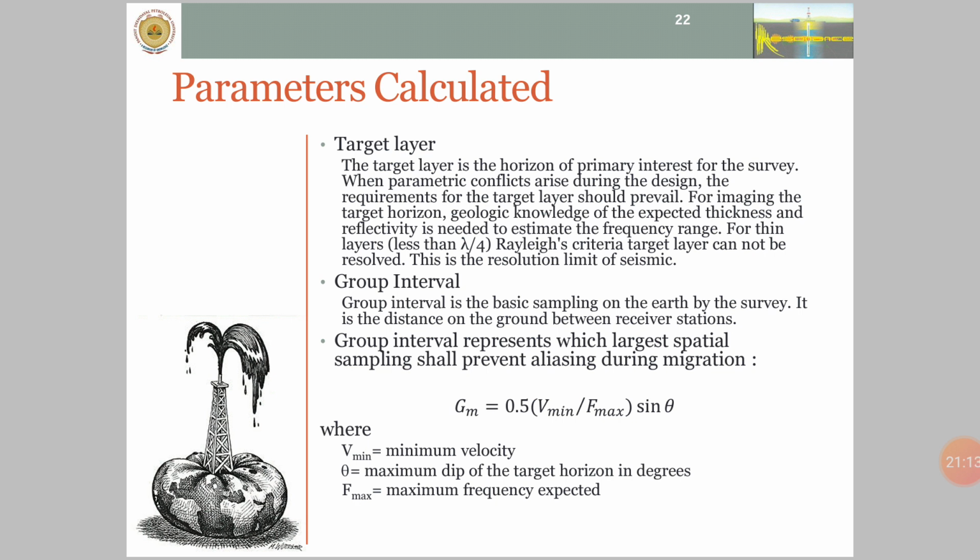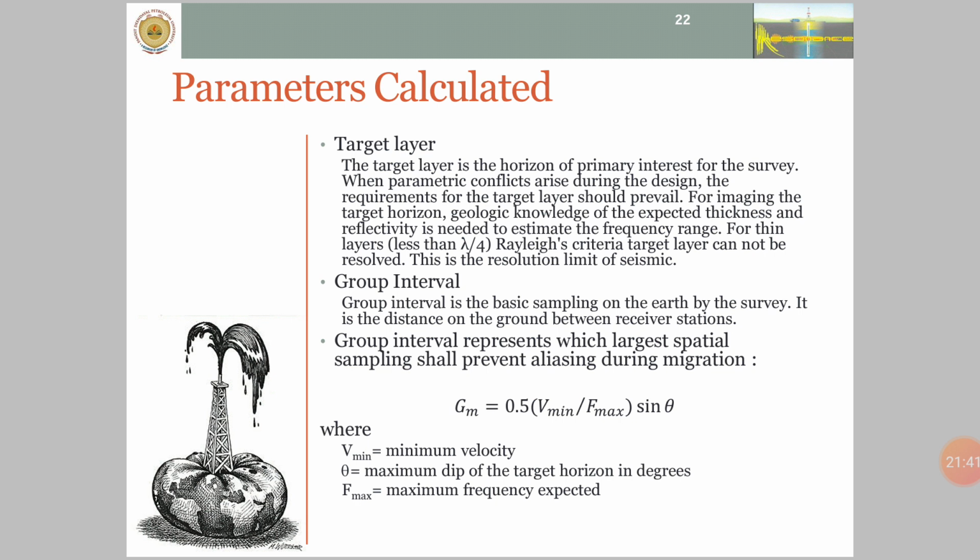We know that by Rayleigh's criteria, the thinnest bed which can be resolved depends on the tuning thickness. This is known as the Rayleigh's criteria, and it is calculated by lambda by 4, because lambda is the incident wavelength. We know that Rayleigh's criteria is given as lambda by 12, but for all practical purposes the tuning thickness is calculated as lambda by 4.